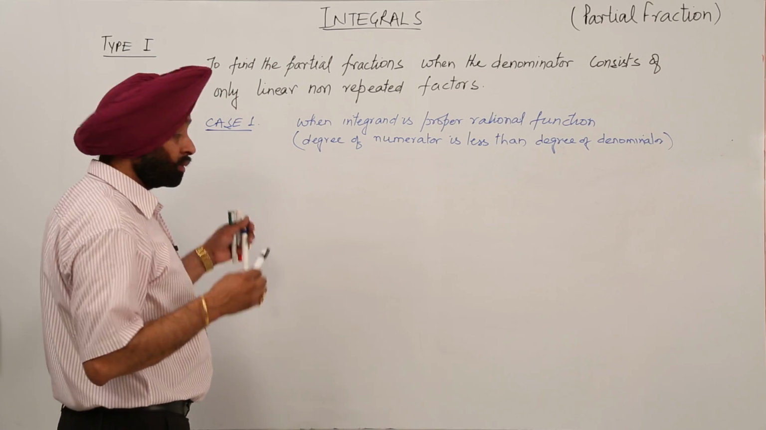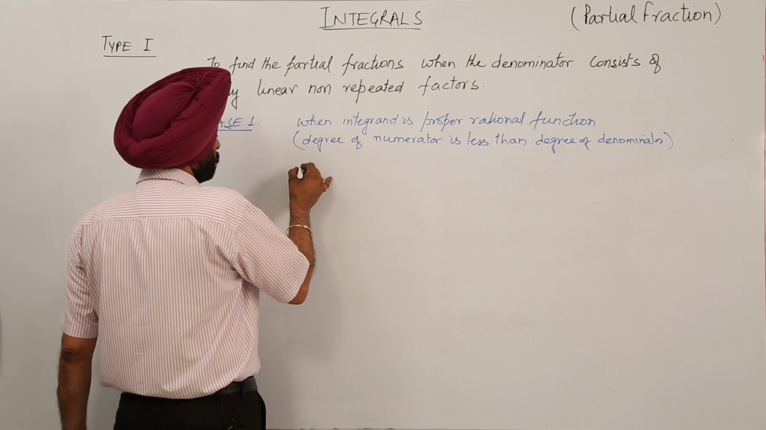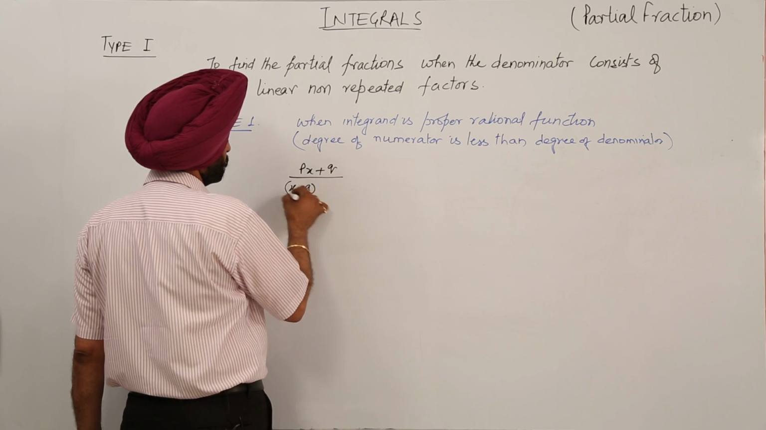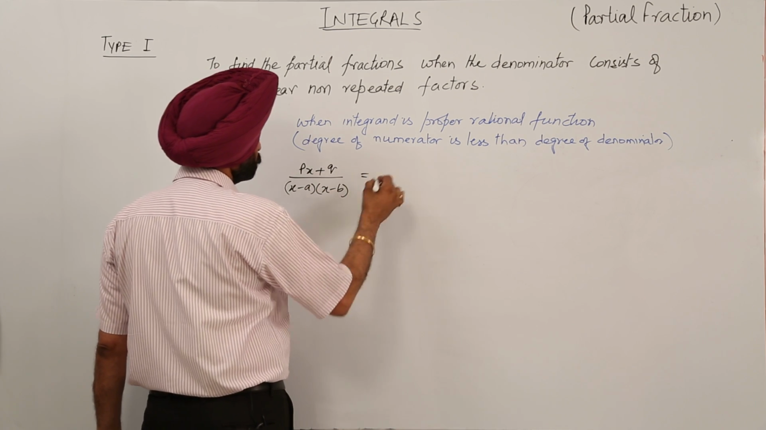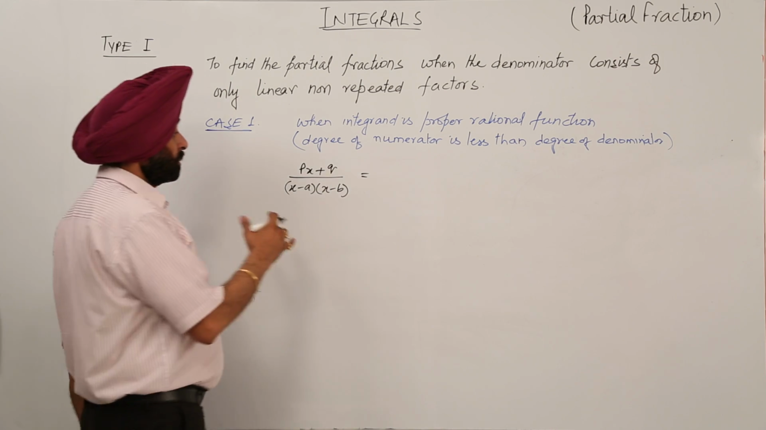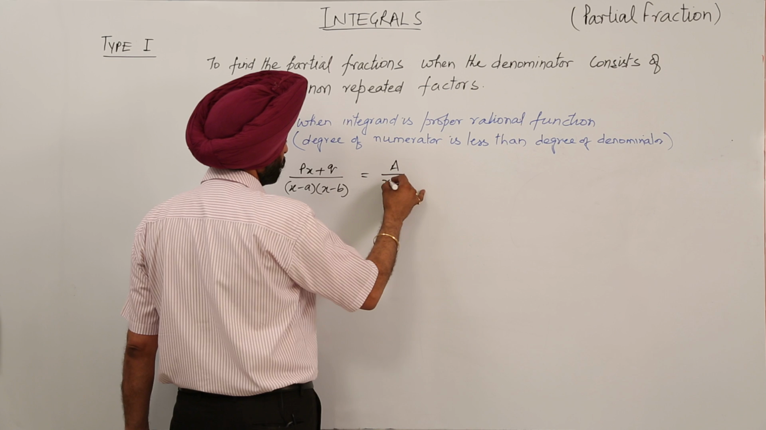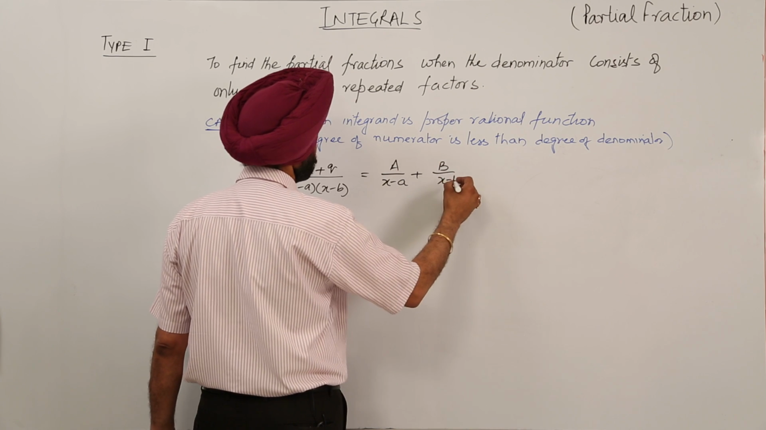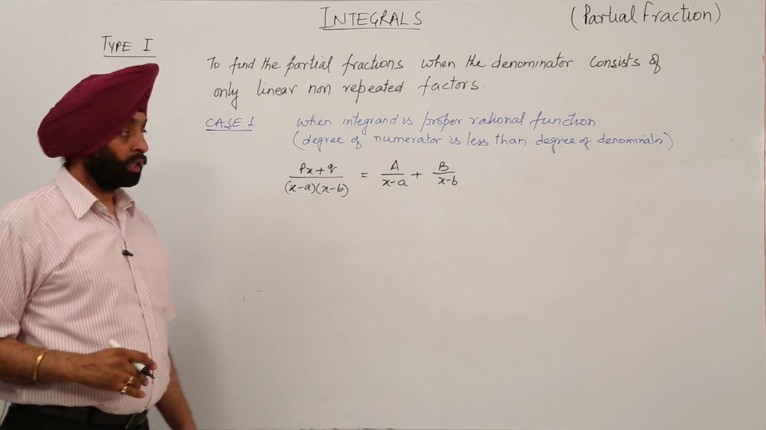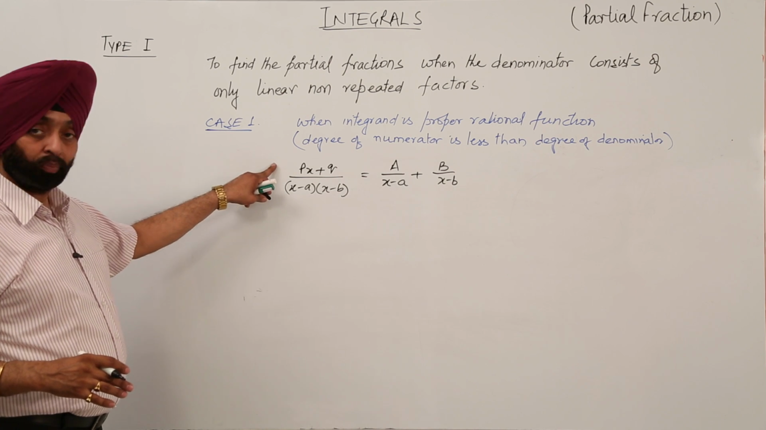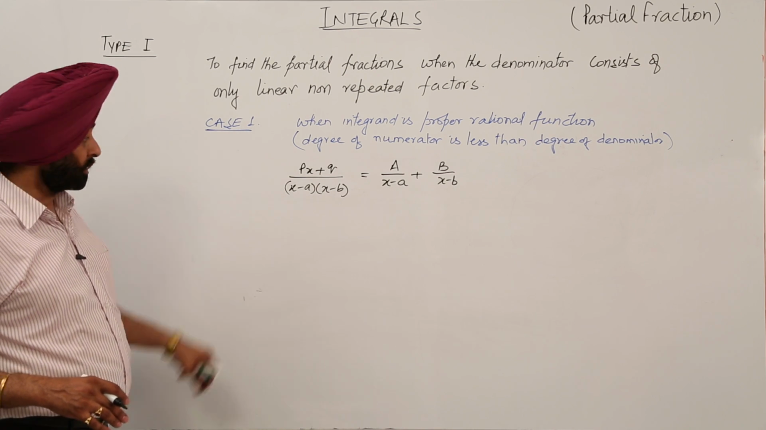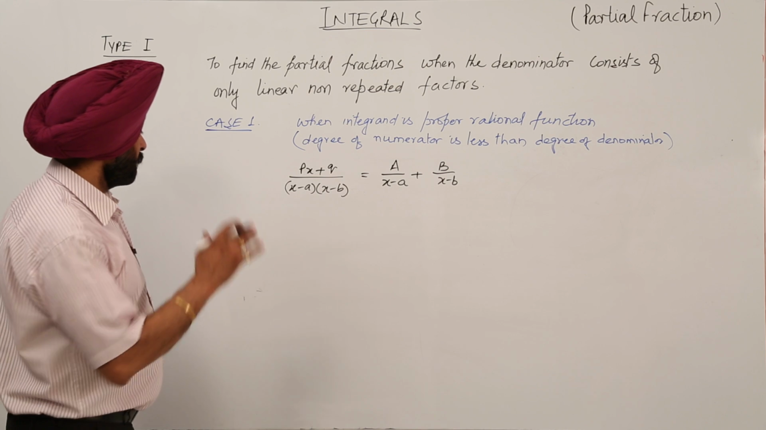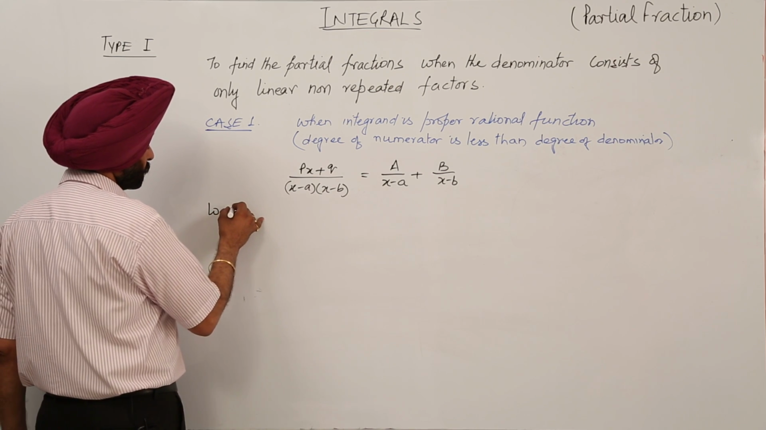Now what we can write is, we are having (px + q) upon (x - a)(x - b). To this, how are we going to write it? We can write it as A upon (x - a) plus B upon (x - b). We are having the integrand as a proper fraction, degree of numerator is less than the degree of denominator. Then we are going to write the expression in this format. First thing.